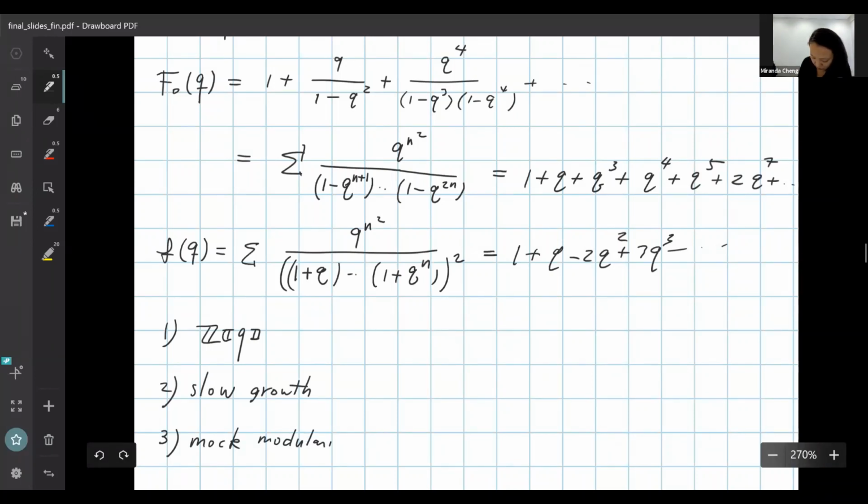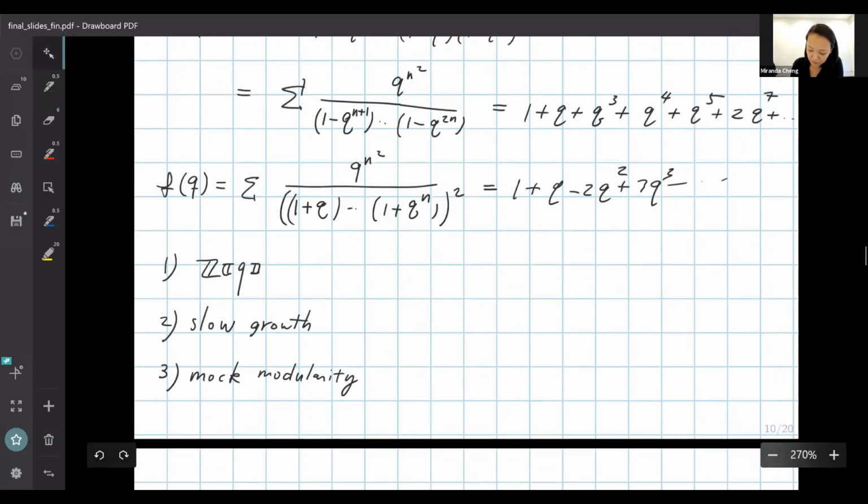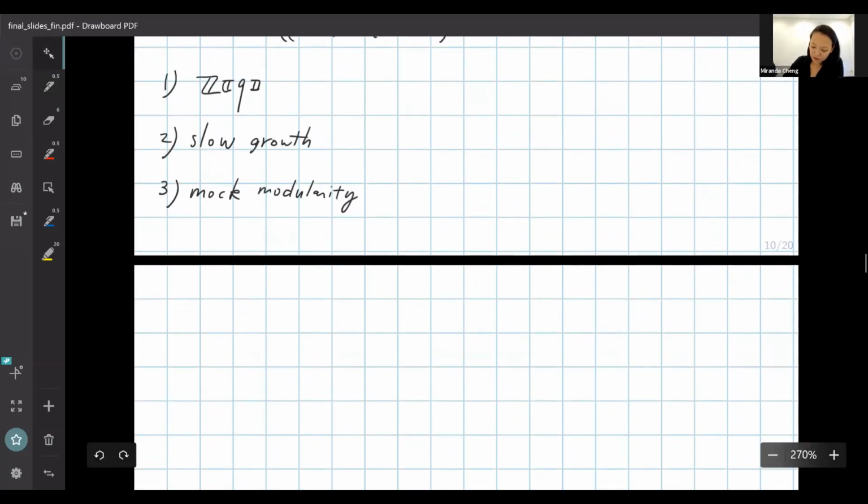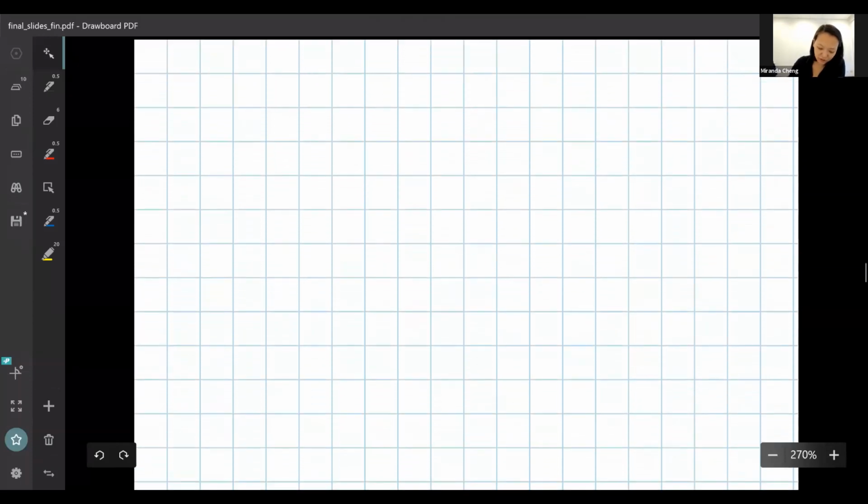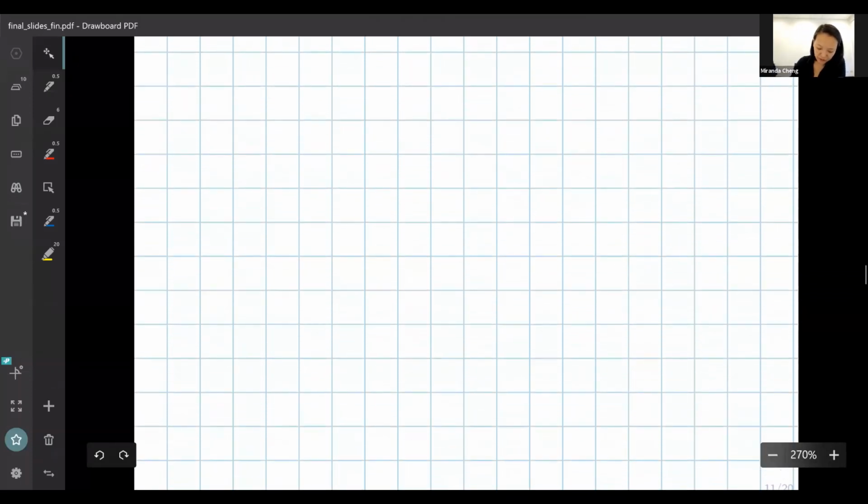So what does it mean? Ramanujan wrote down examples without any kind of definition. And such a definition was then finally found by Sander Zwegers, almost a century later, in 2002. So this is a definition of mock modular forms.